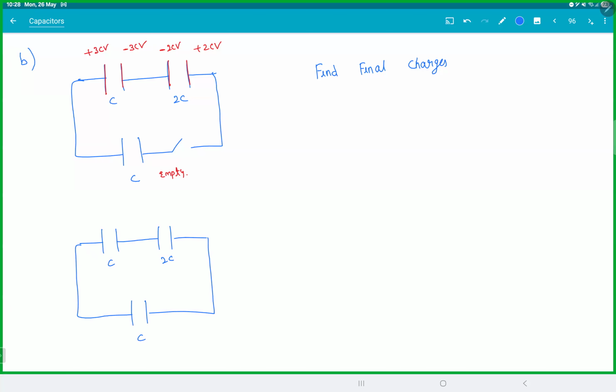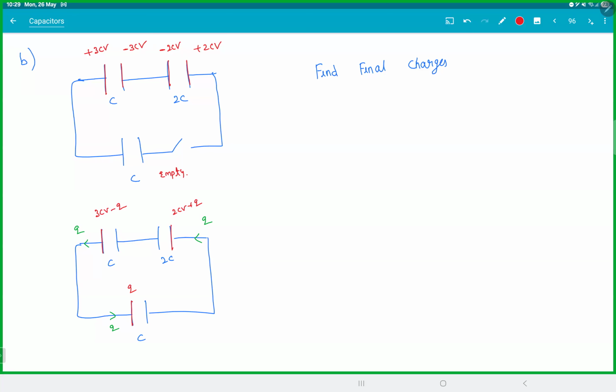You guys took charge Q from where? The 3CV wala. So I'll assume Q is flowing from here. So Q goes here and Q comes here. So this plate mein the remaining charge will be 3CV minus Q. This plate mein charge will be Q. This plate mein initially you had 2CV, so this will be 2CV plus Q.